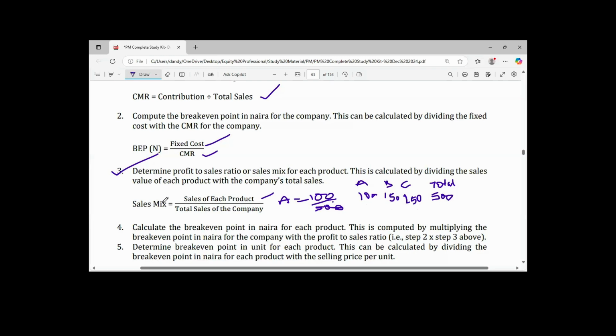All right. Then step 4, you calculate break-even points in Naira for each product. How do you do this? Just multiply the sales mix in step 3 of each product with the break-even point in Naira you have in step 2. So that will give you the break-even point in Naira for each product. That is, you multiply step 2 with step 3, for each product.